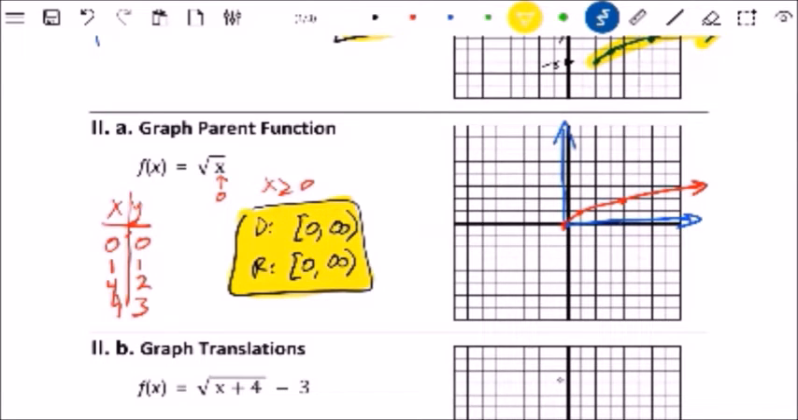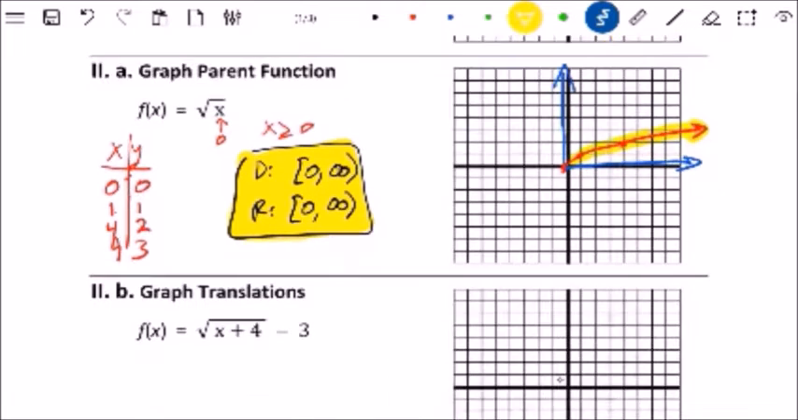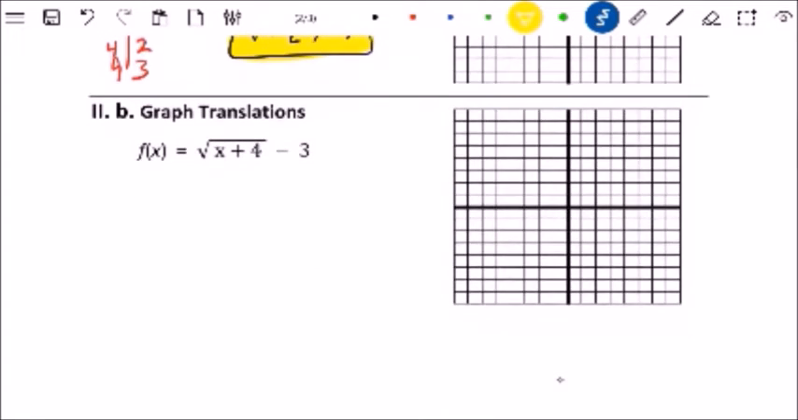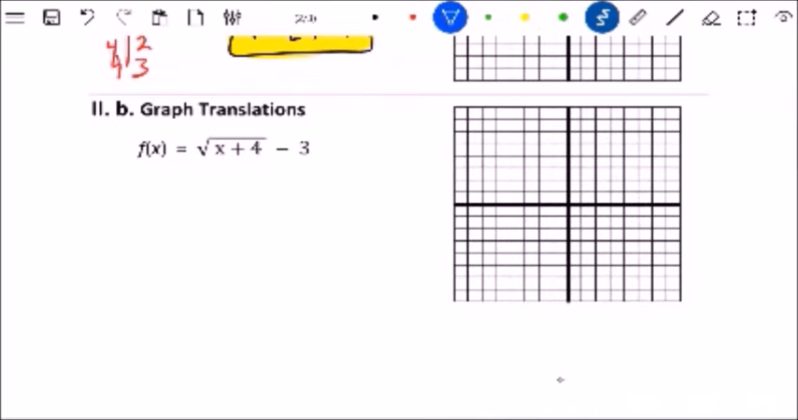It makes sense going from 0, 0. And then this is the graph of the parent function. Now let's look at these translations here. And to graph this, this shows if we put a -4 in here, we'd get a 0. Well, the way to think of this is that x plus 4 must be greater than or equal to 0. So subtract 4. X must be greater than or equal to -4.